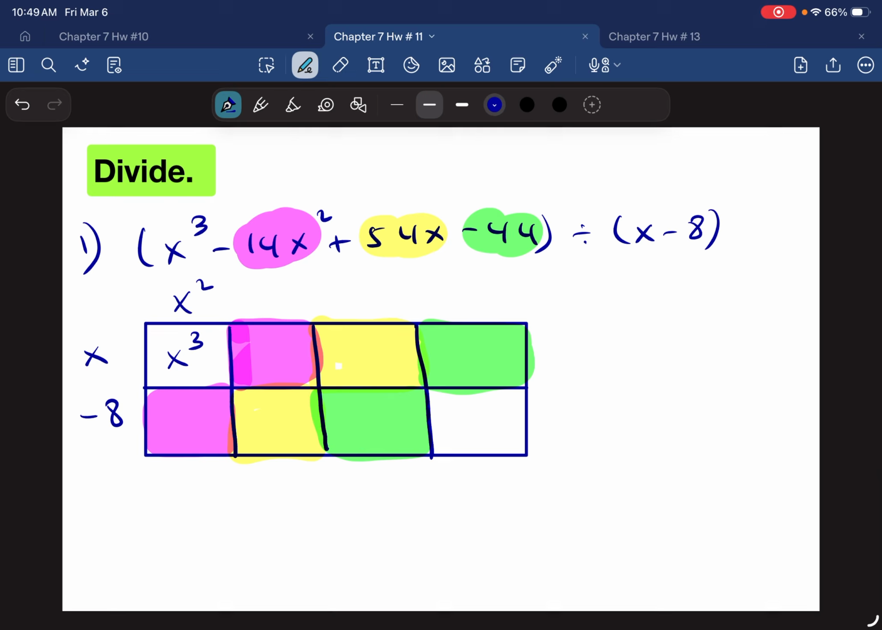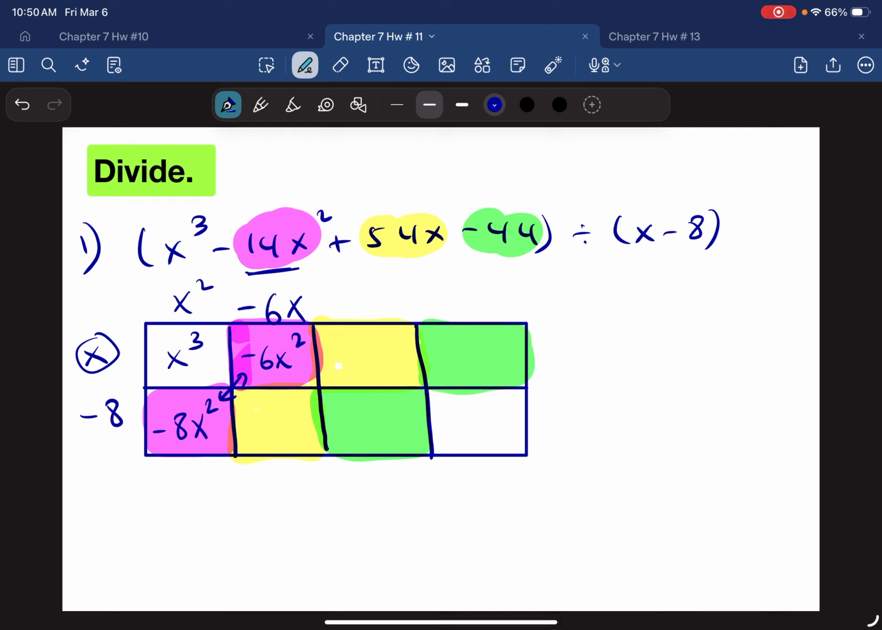Then you go x squared times negative 8, which is negative 8x squared. These two boxes right here add up to negative 14x squared. So that means negative 6x squared has to be here, because these two numbers add up to give you negative 14x squared. And then we repeat the same pattern again. So you go x times what is going to give me negative 6x squared? That has to be negative 6x, right? Because negative 6x times x is negative 6x squared.